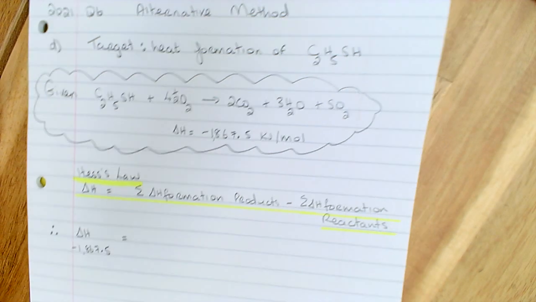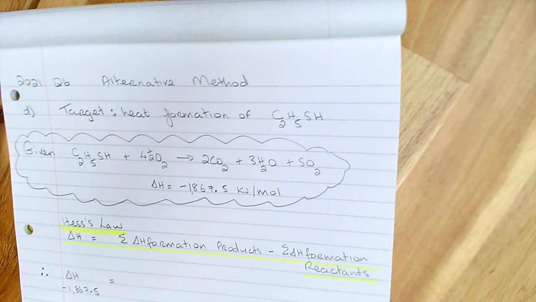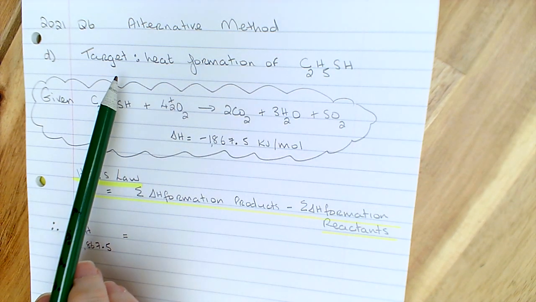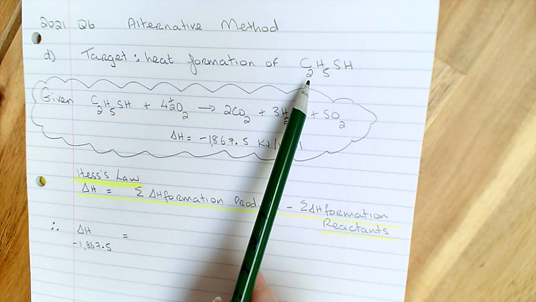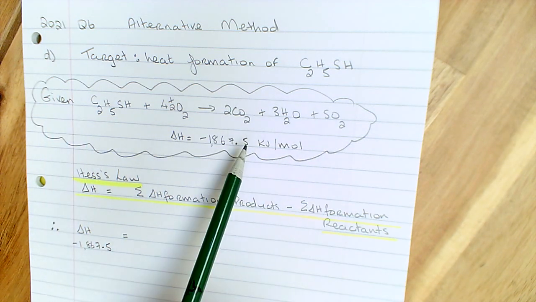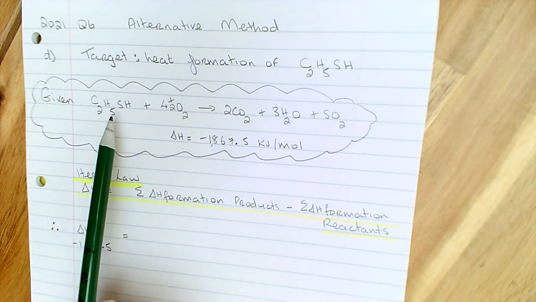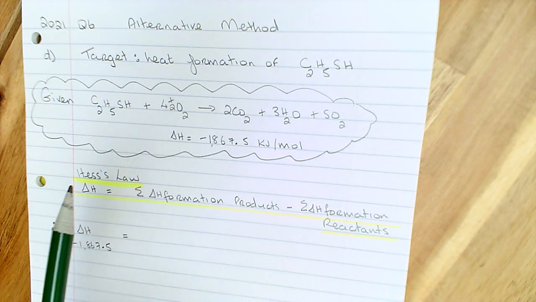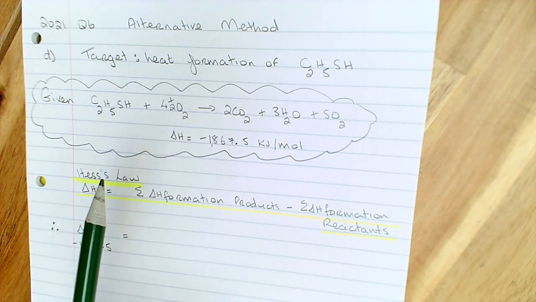Okay, so let's now look at an alternative method to do this calculation. Yet again, our target here is to figure out the heat of formation of ethane thiol. And remember, we're given this equation in the question. This is the heat of combustion of ethane thiol. So we're given that, and we want to work out the heat of formation of ethane thiol.